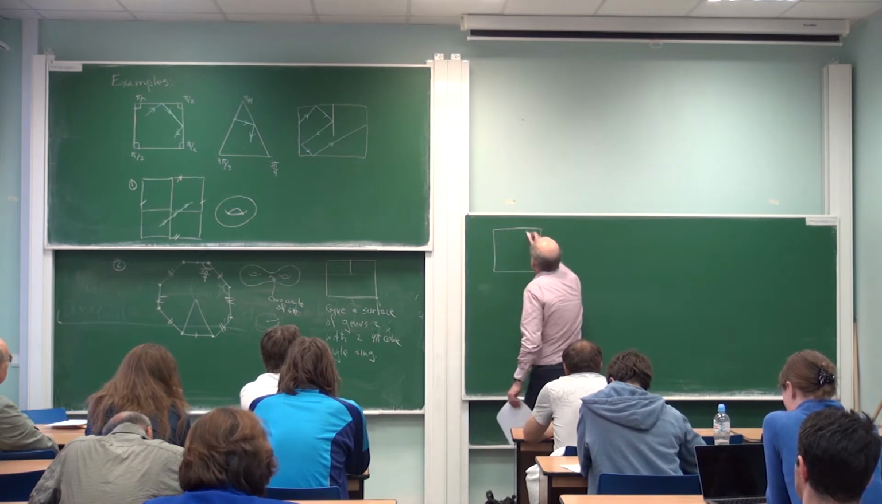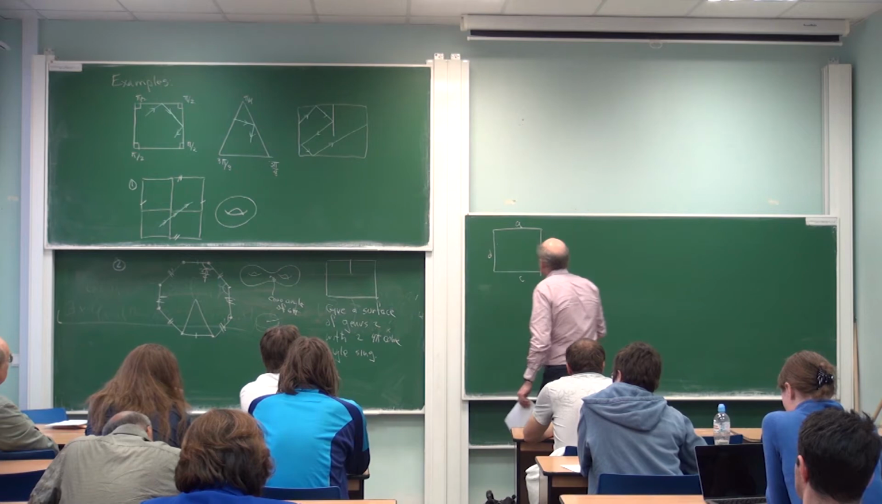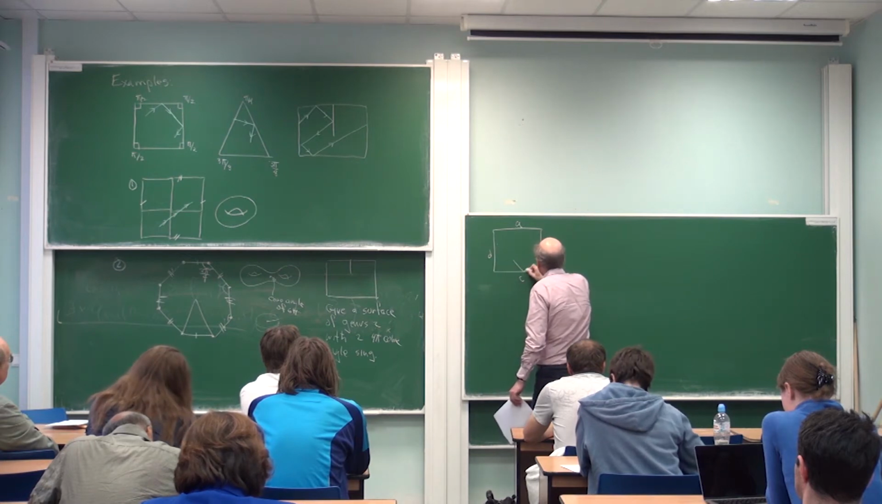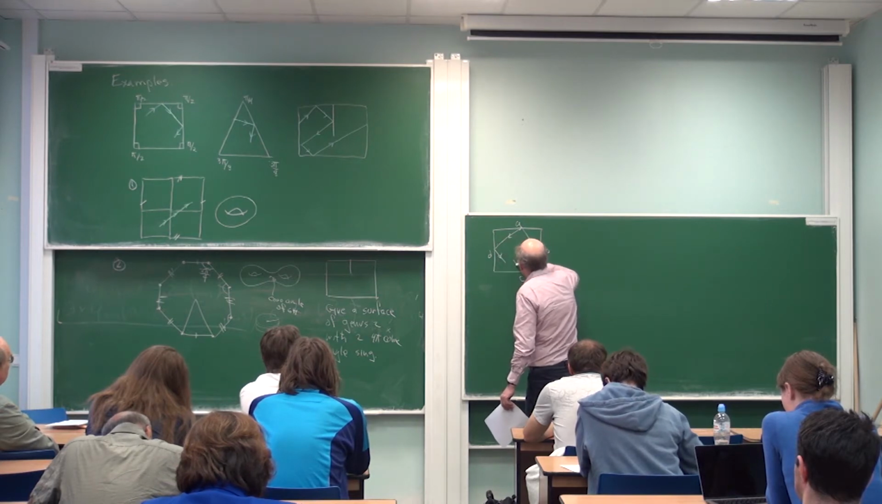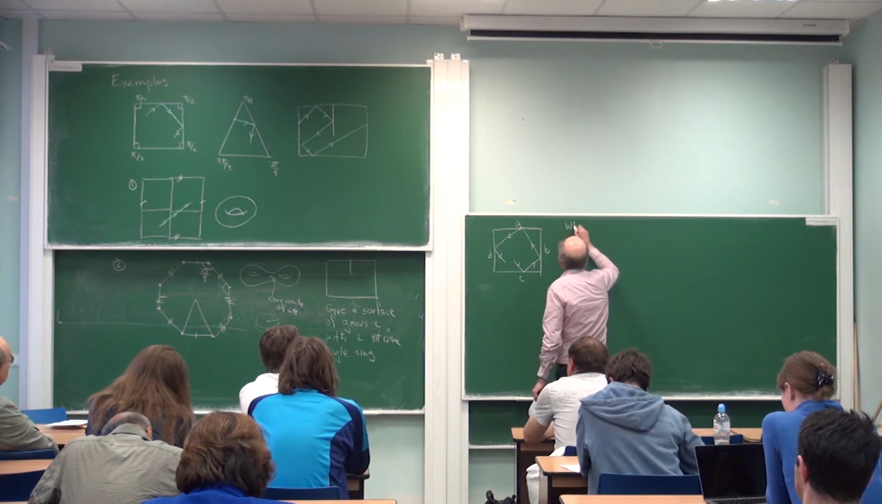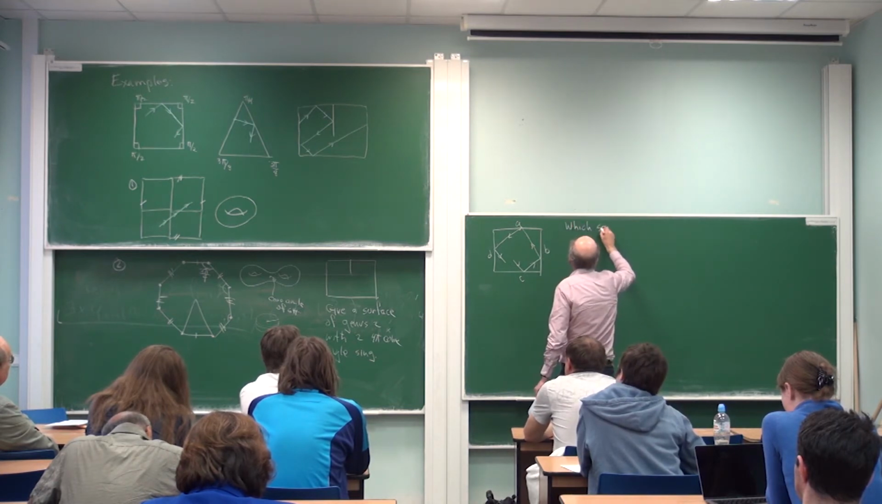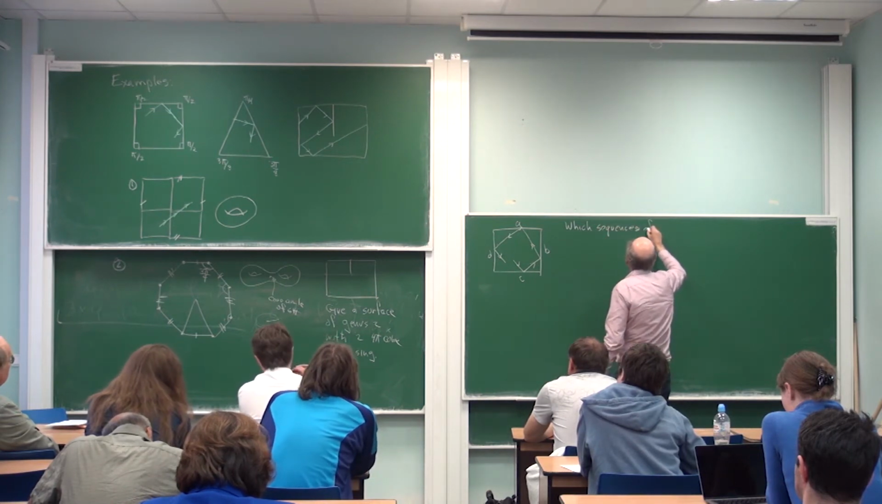So if we were to, for example, label the sides, then given any trajectory, we get some sequence of labels. And the question is which sequences of labels arise.